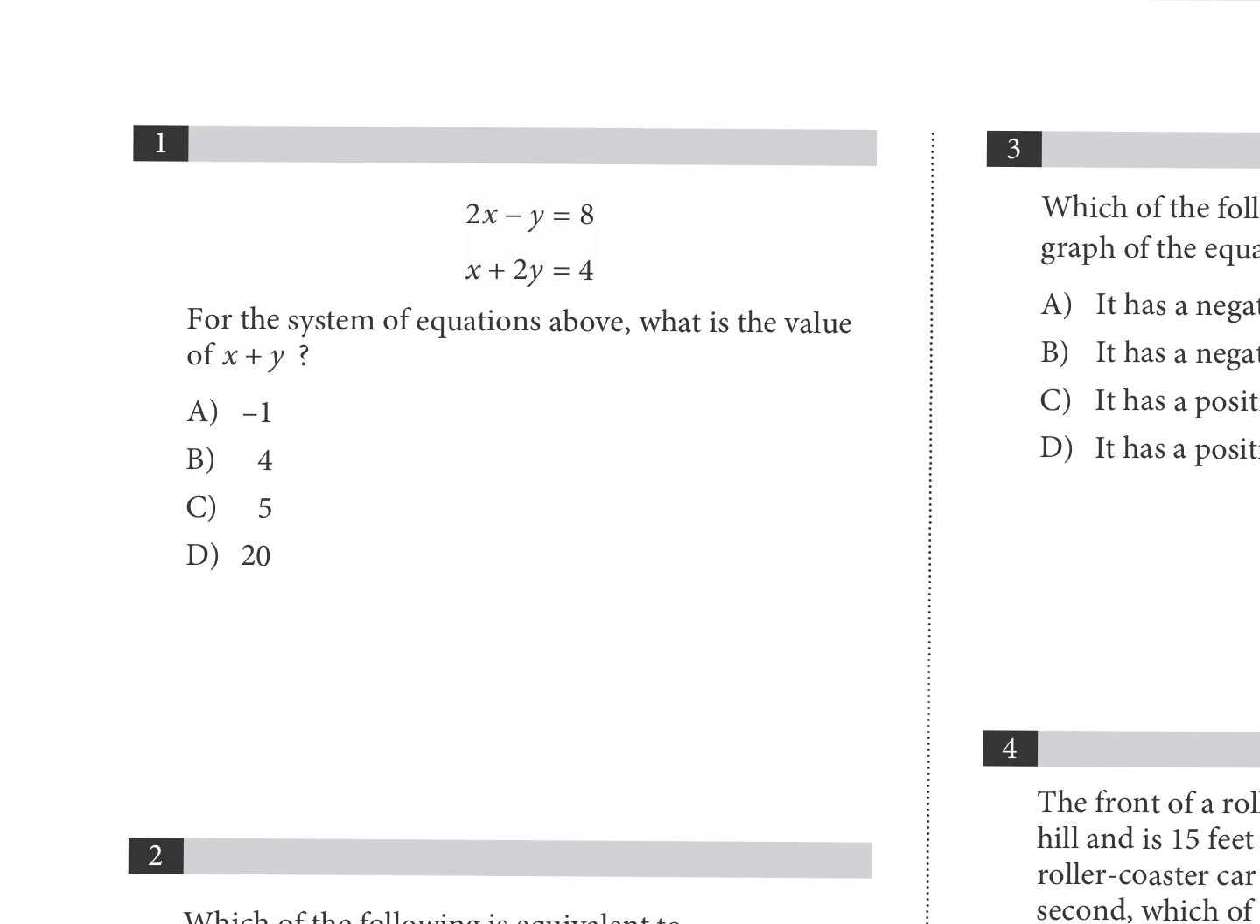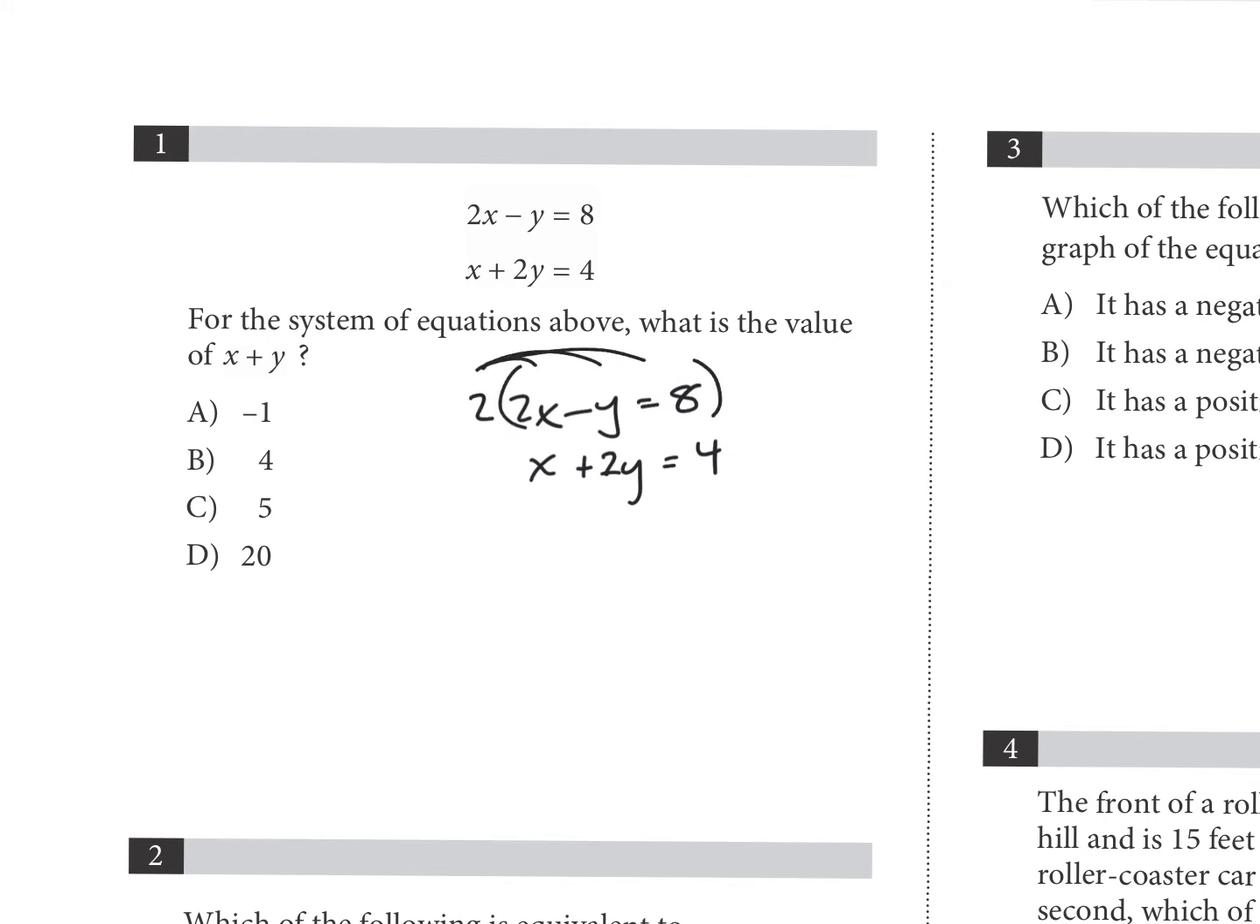So I'm just going to go ahead and solve this system by elimination. I think that is probably the easiest way if I'm looking at this. I could solve for x or solve for y and use substitution. You've got a little bit of freedom to do that. But I'm going to cancel out the y's by multiplying the top equation by 2. So my new equations look like 4x minus 2y equals 16, and then x plus 2y equals 4. I get 5x equals 20, and x is 4.